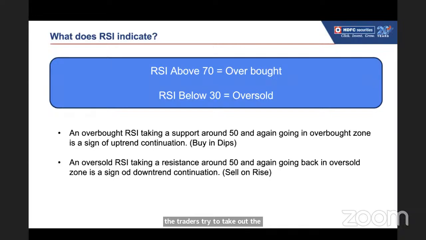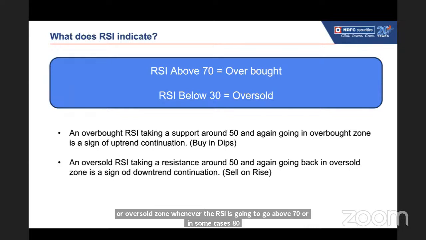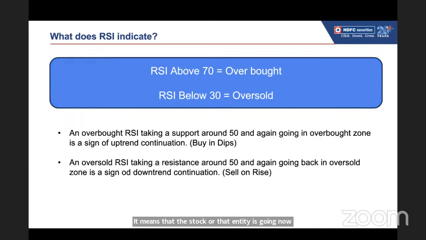Okay, उसमें जोन के बेसिस पे the traders try to take out the clues if the price is overvalued or undervalued, or if the entity or the stock is going into overbought zone or oversold zone. Whenever the RSI is going to go above 70 or in some cases 80, it means that the stock or that entity is going now into overbought zone, which means it can be a little pause to the uptrend. Okay.